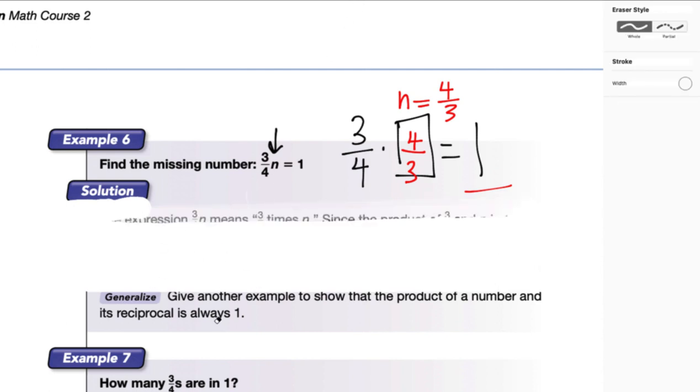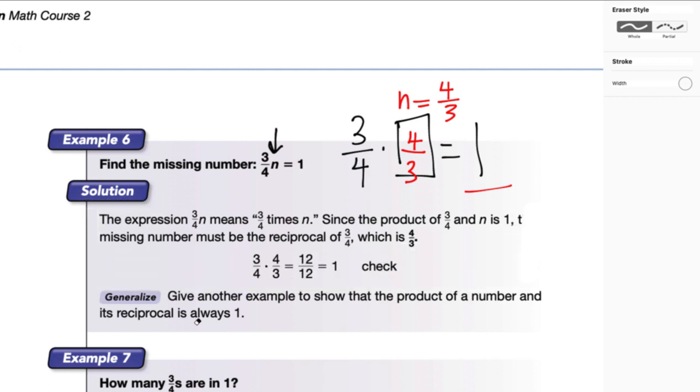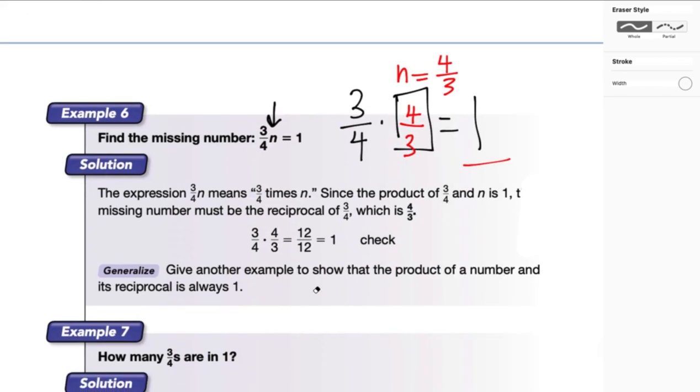And I think that's what they have underneath all of this stuff. So yeah, we get 1 when we multiply 3/4 by 4/3. 3 times 4, we get 12 over 12, which is 1. Let's take a look at this.